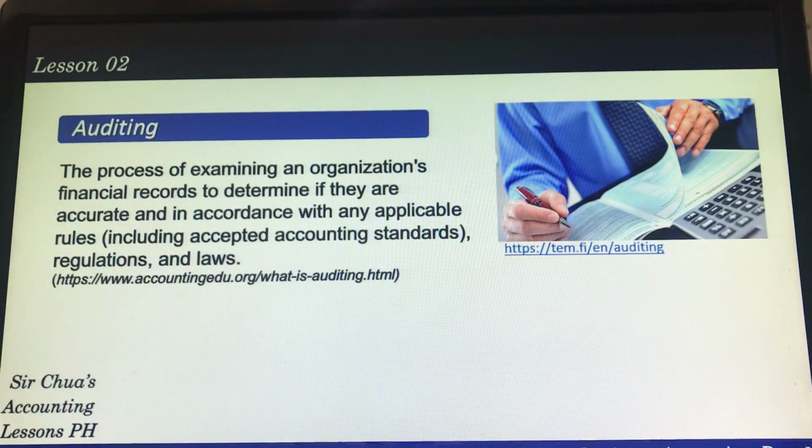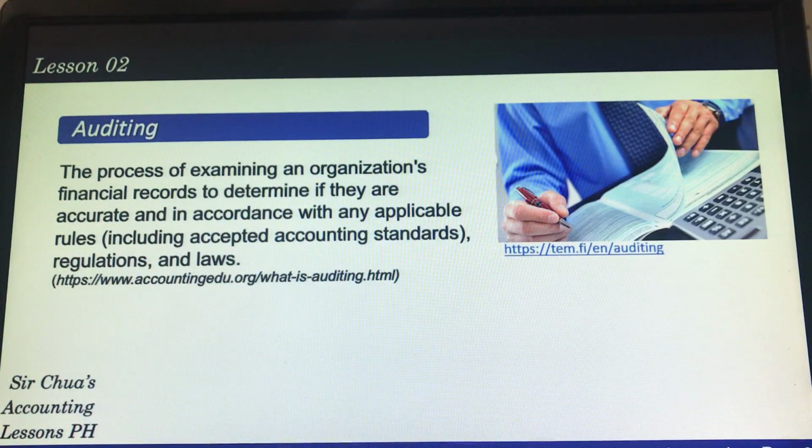Okay, next branch of accounting is auditing. So let's define first auditing. It is the process of examining an organization's financial records to determine if they are accurate and in accordance with any applicable rules, including accepted accounting standards, regulation, and laws. That's according to accountingedu.org. What is auditing? Okay, ganito yan eh.